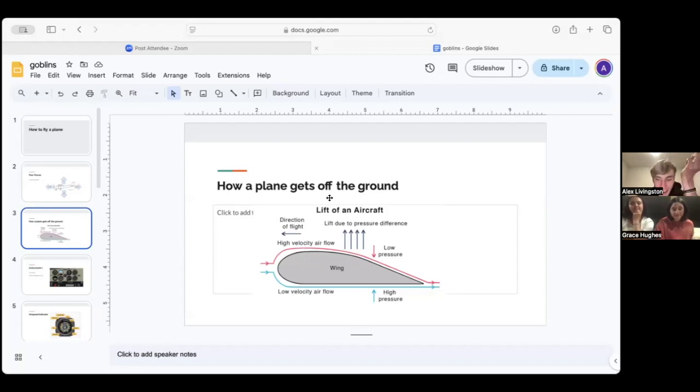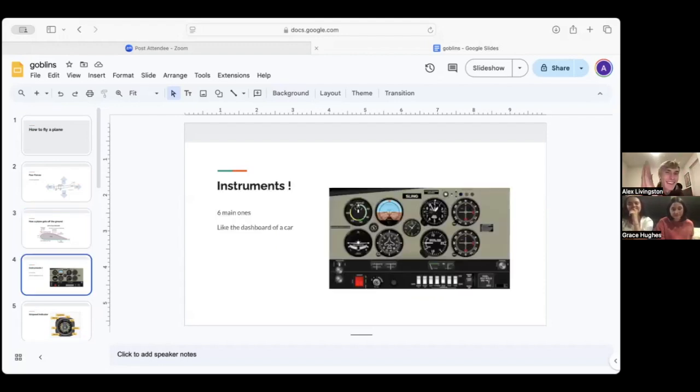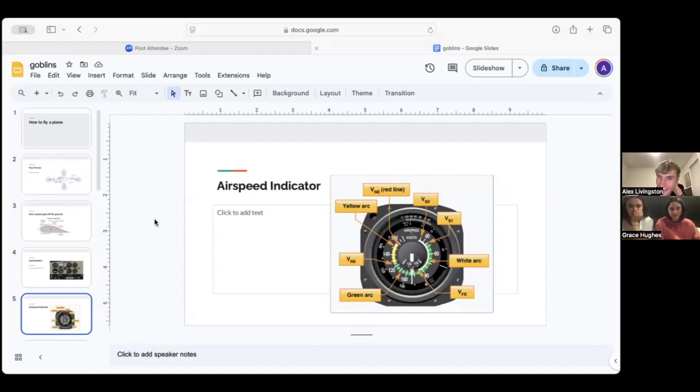But now we're in the air. What do we gotta do? We gotta use our instruments. These are all the little buttons and gadgets you see. There are 6 main ones. It's just like the dashboard on your car. They're always in the same order, like you see here. So 1, 2, 3. These two don't worry about. Those are VORs. You don't need to know about that. But 1, 2, 3, 4, 5, 6. The first one, the airspeed indicator, tells you how fast you're going in knots.